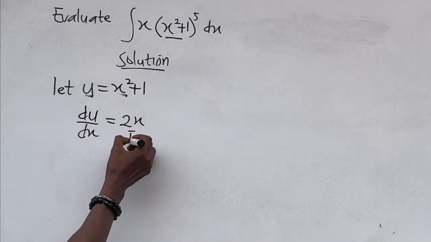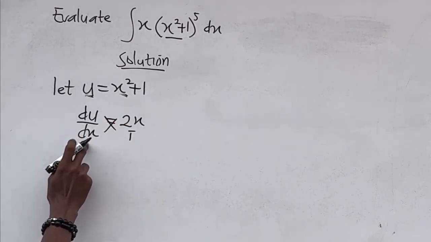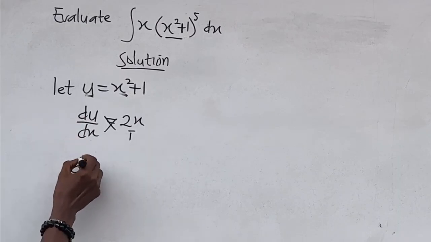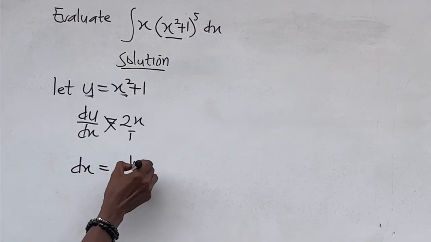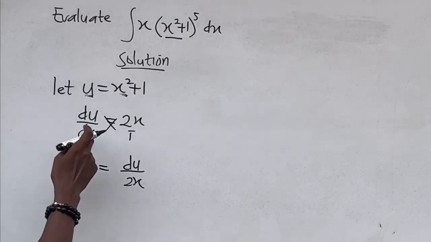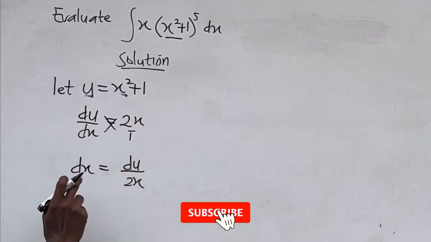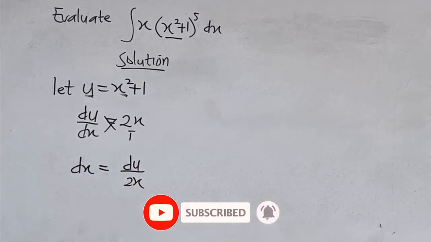Now this is over 1. We can cross multiply and make dx the subject, such that dx is equal to du over 2x. I hope you agree with me. So du/dx is 2x over 1. So dx now will be du over 2x.